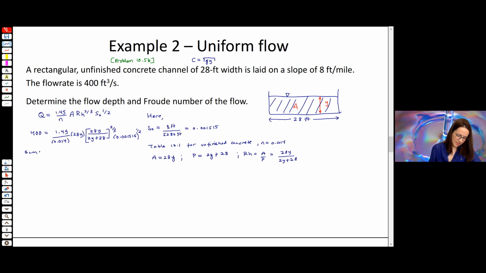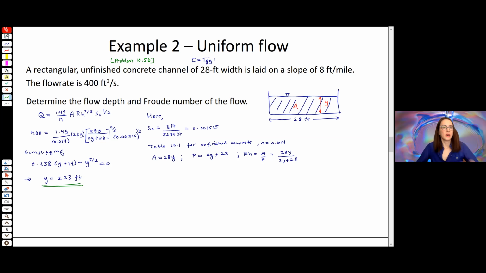We'll simplify this. And we get 0.458 times (y + 14 - y)^(5/2) equals 0, which gives us that y is equal to 2.23 feet. And that's the first thing that we've been asked for. What's the depth of this flow?